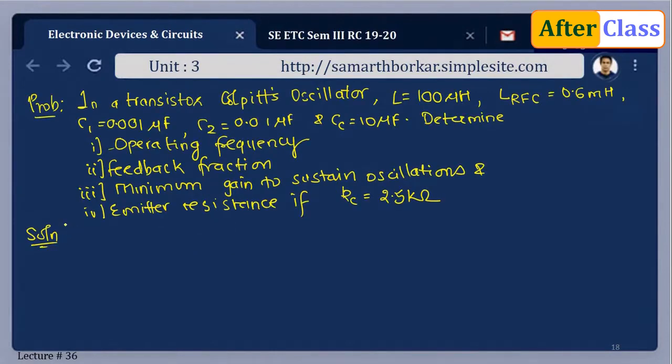So here is the problem statement. In a transistorized Colpitts oscillator, L equals to 100 microhenry, the L RFC, that is the radio frequency choke, equals to 0.6 millihenry, C1 equals to 0.001 microfarad, C2 is 0.01 microfarad, the coupling capacitor CC is 10 microfarad. Determine the first sub question operating frequency, second sub question feedback fraction, the third sub question minimum gain to sustain oscillation, and finally the emitter resistance if RC equals to 2.5 kilo ohms. So always you start with the given data first. So what is given?